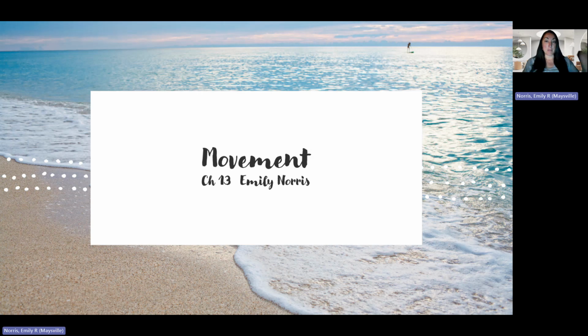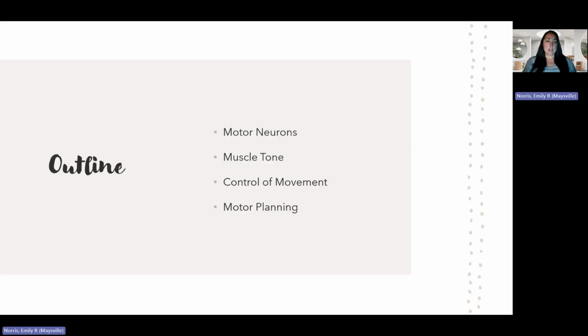Today we'll talk about movement and motor neurons. So our outline, we'll talk about motor neurons, muscle tone, control of movement, motor planning, and some different tracts that help you move from the spinal cord to the brain.